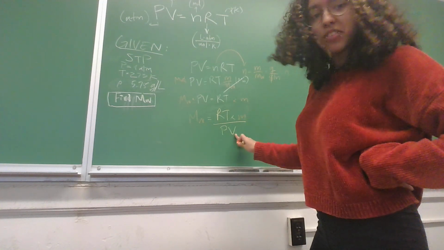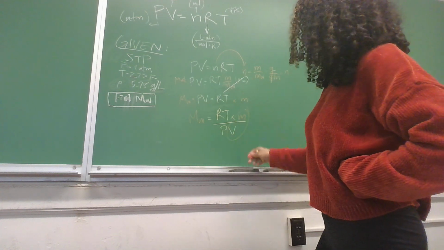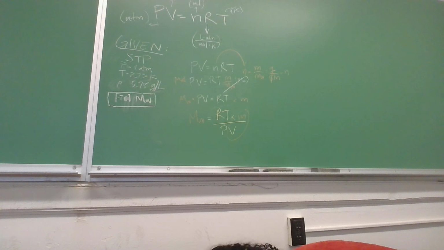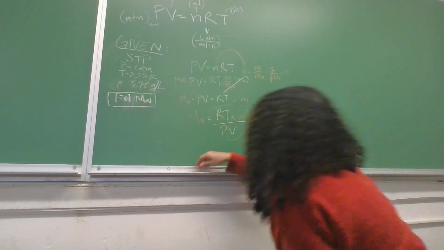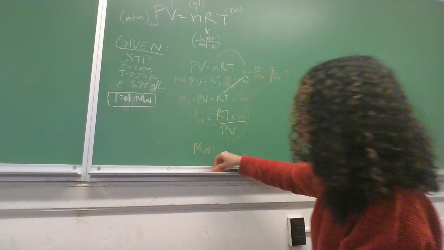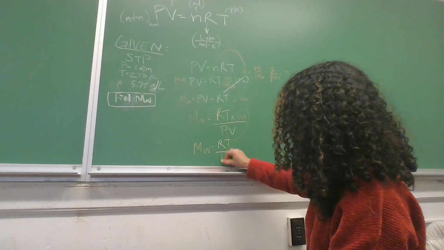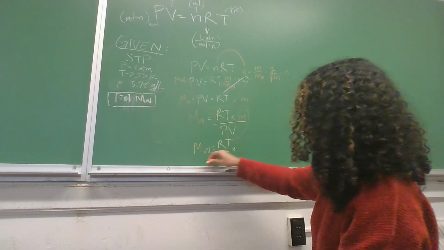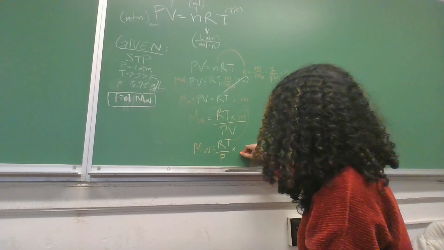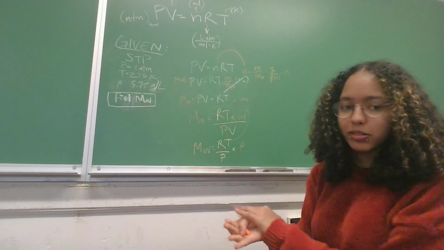m over V is density. This is the expression for density. So you can rewrite it again. Molecular weight equals RT over P times the symbol for density, which is rho. Okay, times rho. And this is your expression.